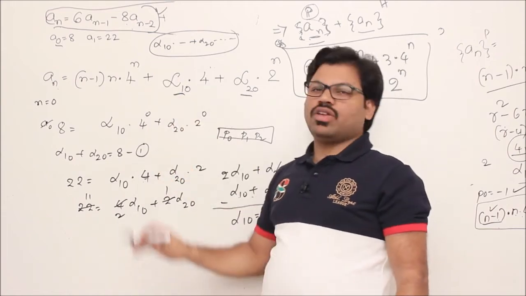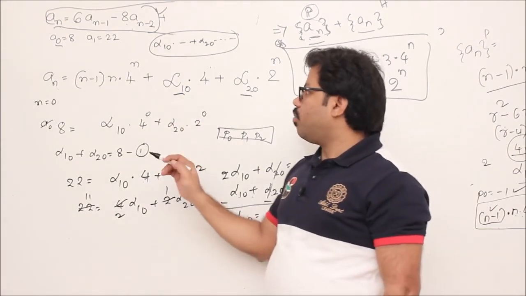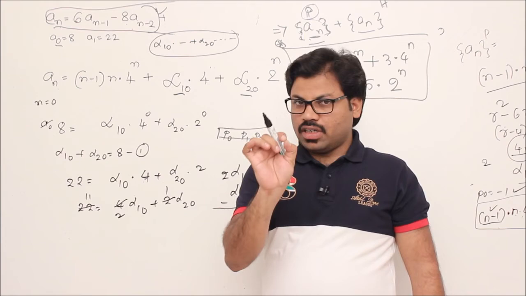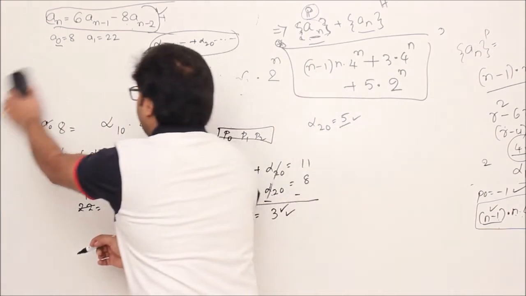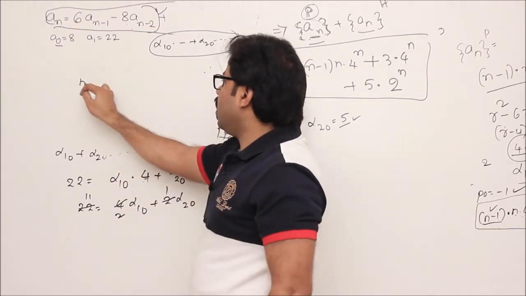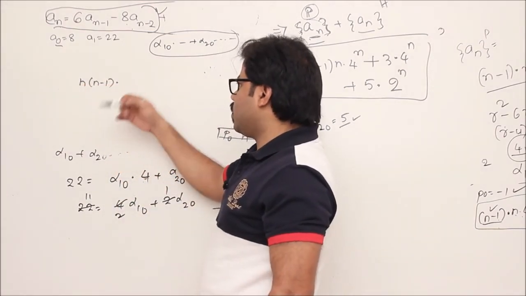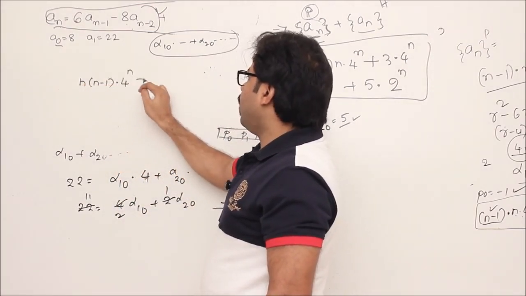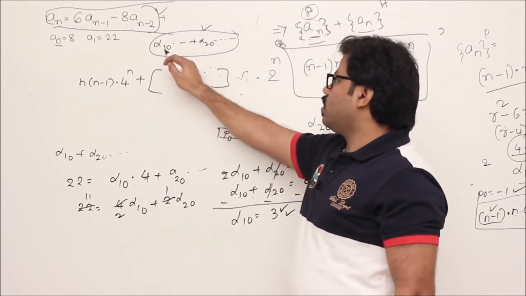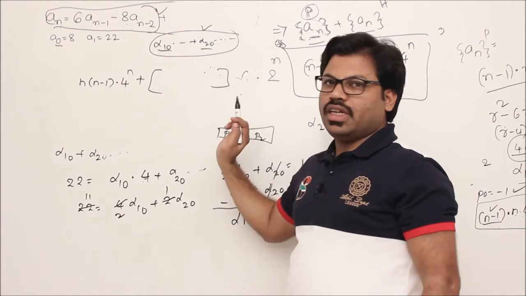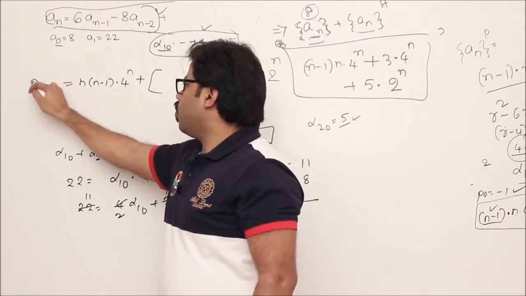Then write the complete solution. What is your complete solution? Your complete solution will be the particular solution plus the homogeneous solution. So for example, in this problem, your solution will be n into n minus 1 into 4 power n plus this homogeneous solution, whatever you get. Don't simplify alpha 1 0, alpha 2 0 initially. So you write it like this, a n equal to this one.